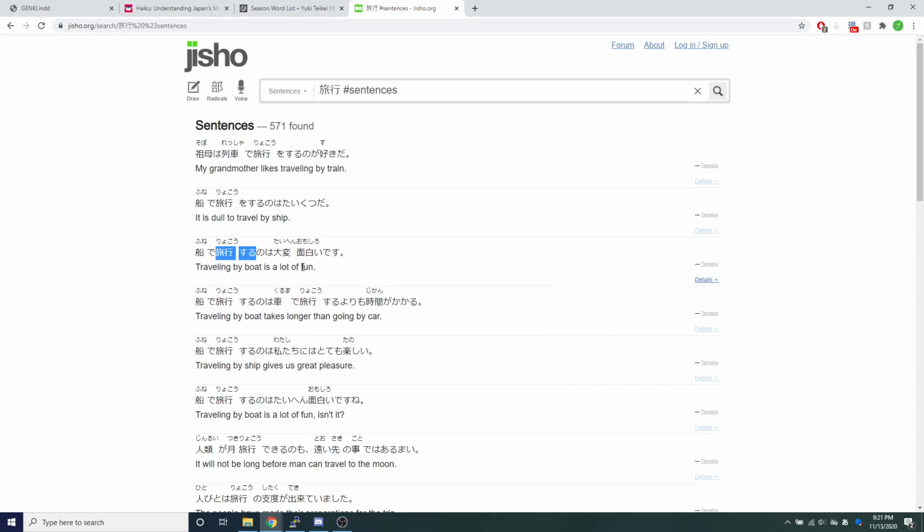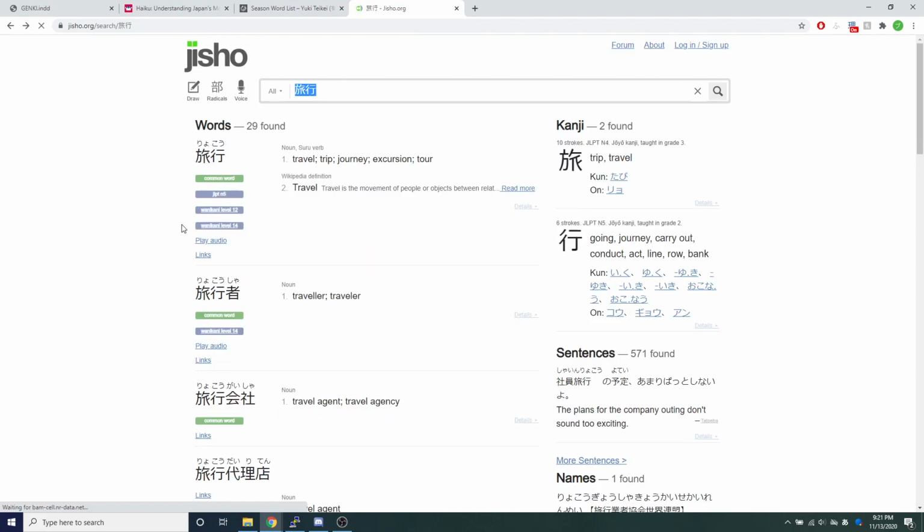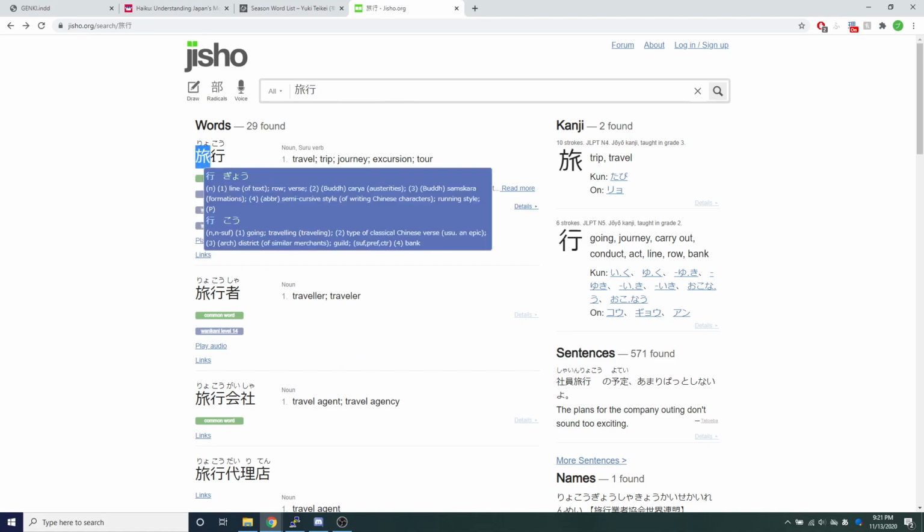Right, so traveling by boat is a lot of fun. It's dull to travel by ship. But yeah, lots and lots of nouns can be used as verbs. And the history behind this, if anybody cares, is... I care. Okay, I'm glad you care.